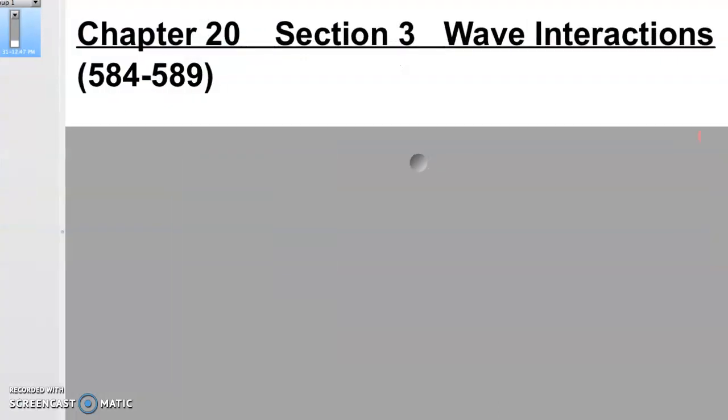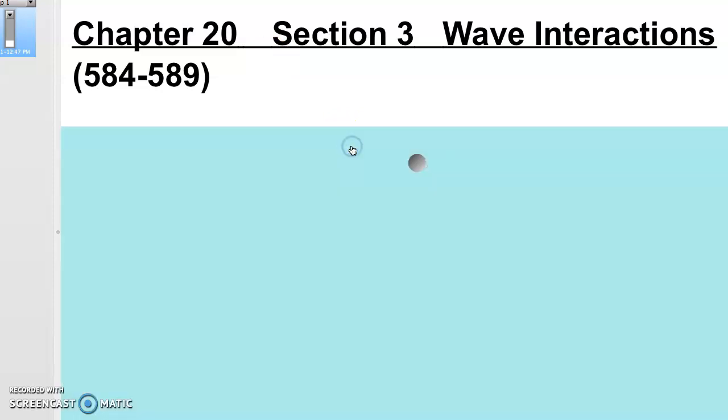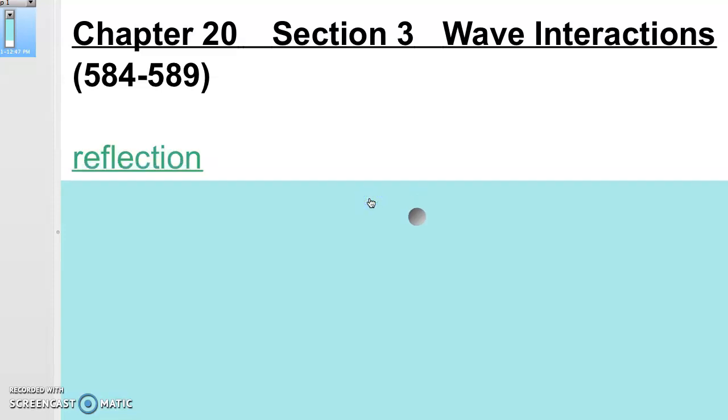Hey guys, we're going to be going over chapter 20, the third section, which you just did, 584 to 589. So get your stuff ready and we're going to go over this together. Make sure you're taking good notes. You're going to be doing some work with this. So a lot of terms in this section related to waves and the interactions.